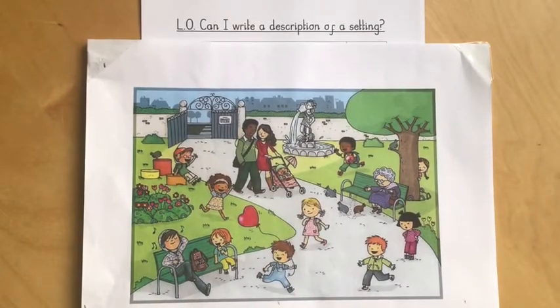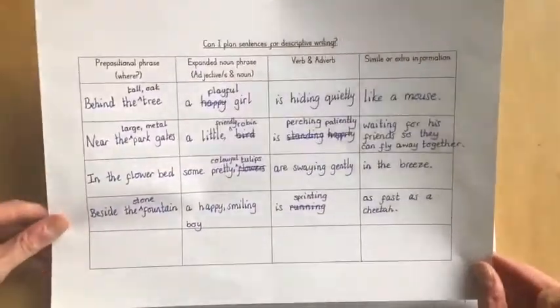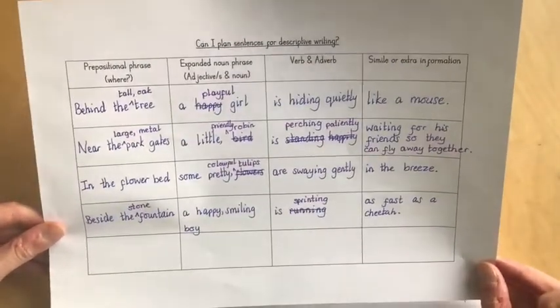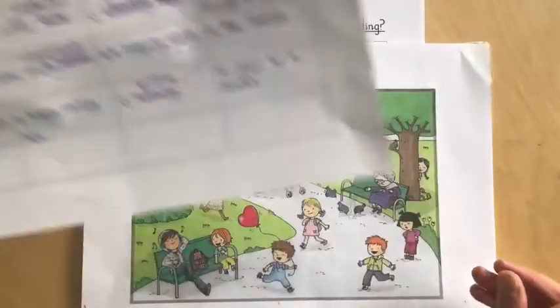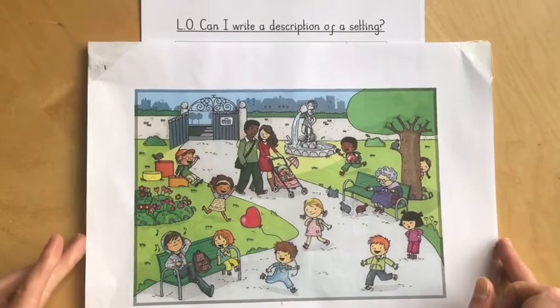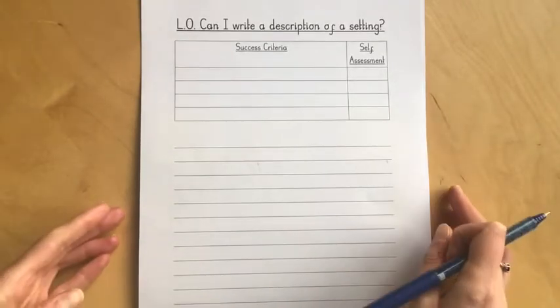So in this video we're going to be writing our setting description. Hopefully you've already looked at the previous videos about how to plan your sentences and edit and improve your sentences. And now you are ready to write your description. So the first thing we need to do is plan our success criteria. What is going to make our setting description successful?